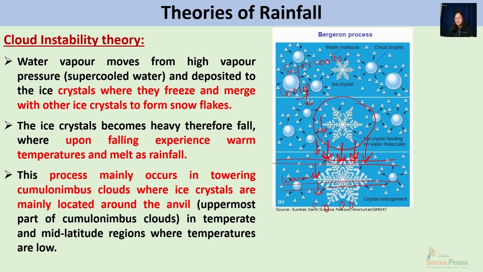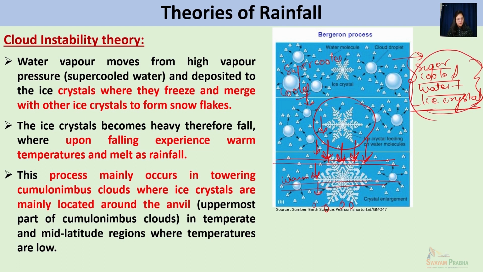The process in the cloud instability theory largely depends on the existence of a mixture of supercooled water and ice crystals together. It is under these conditions only that the cloud instability theory will occur. The ice crystals will be formed, finally leading to the formation of snowflakes. And when these snowflakes fall toward the surface of Earth, passing through layers of the atmosphere which are comparatively warmer, they turn into raindrops.